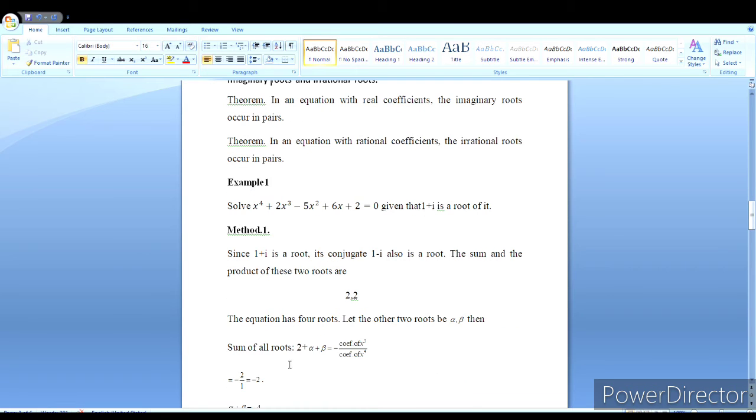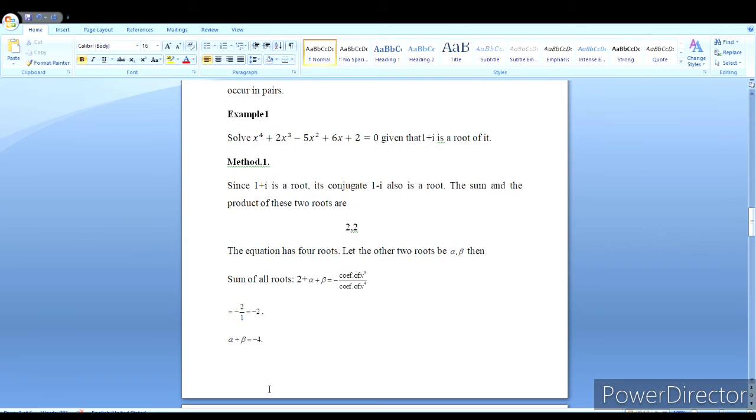Then, using the relation between roots and coefficients, the sum of all the roots 2 plus alpha plus beta equals minus coefficient of x cube by coefficient of x power 4. Here the coefficient of x cube is 2 and the coefficient of x power 4 is 1. Therefore minus 2 divided by 1, that is minus 2. We have alpha plus beta equal to minus 2 minus 2, therefore it is minus 4.